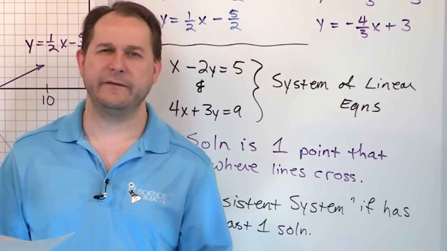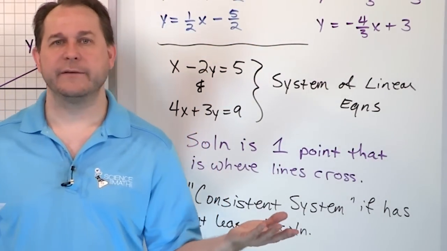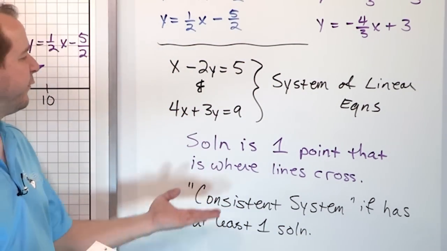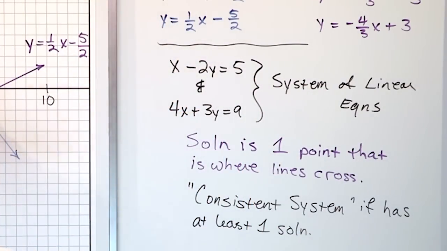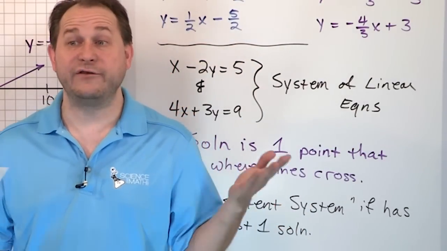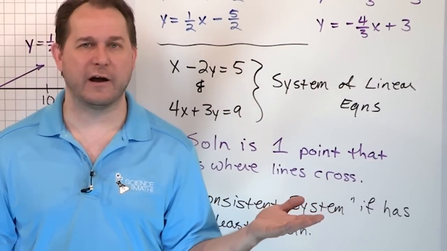Can you think of a case when a system of equations would not be consistent? What I'm asking you is, if it's not consistent, can you think of a system of equations where they don't have a solution? Well, we already said a solution is just where they cross. So the question is, can you think of a system of equations where they don't cross? Ever. Like ever, ever. They never cross. Can you think of that?